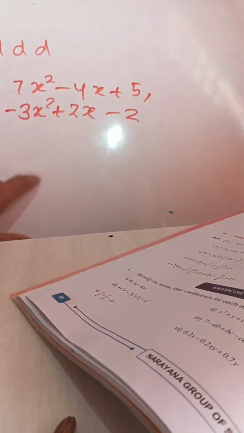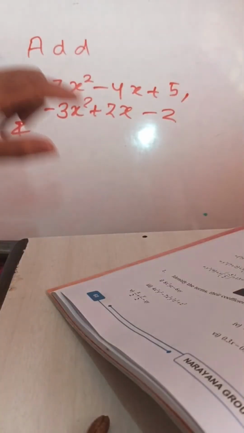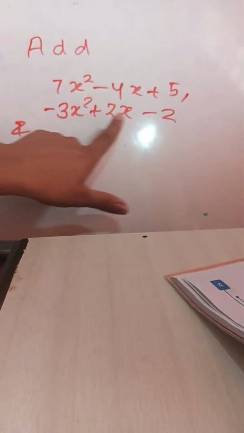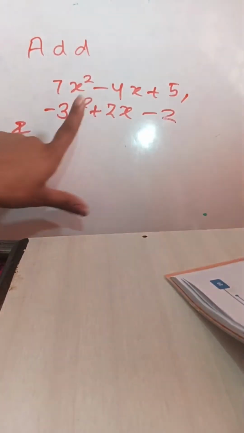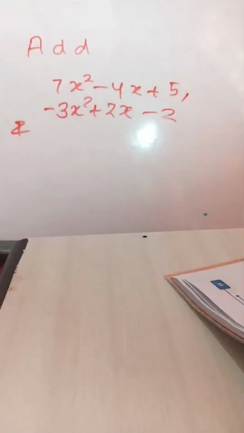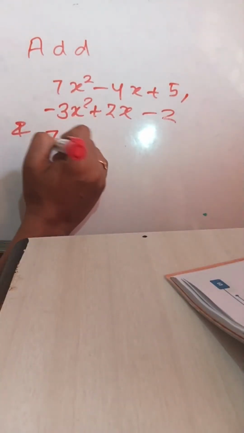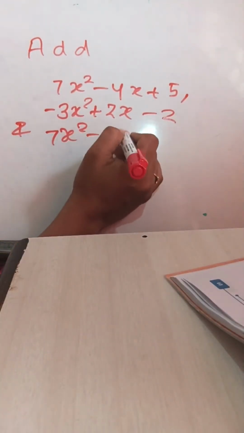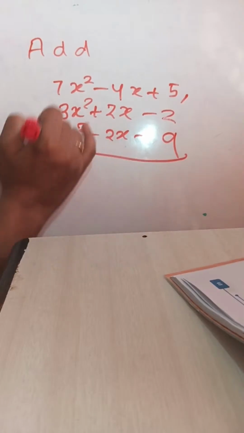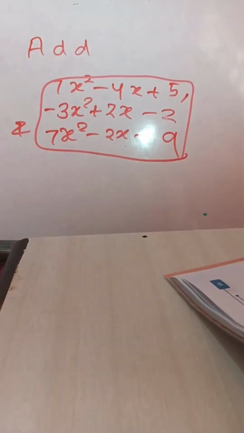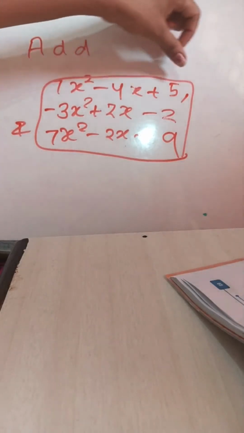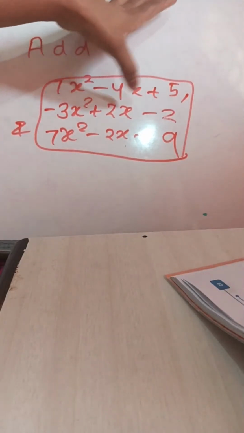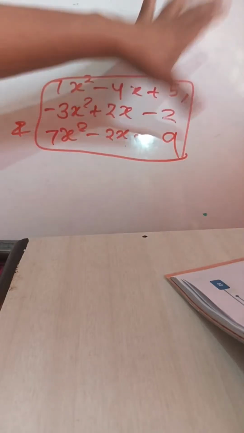How many expressions in this algebraic expression? We have three expressions: 7x square minus 4x plus 5, minus 3x square plus 2x minus 2, and one more expression I have is 7x square minus 2x minus 9. We have to add all these three expressions.